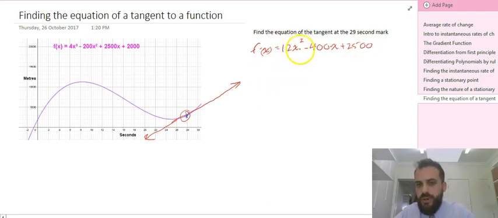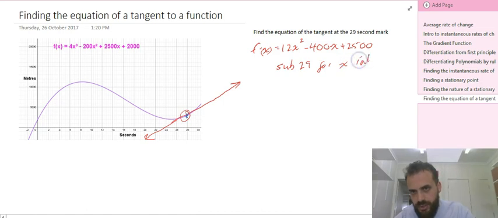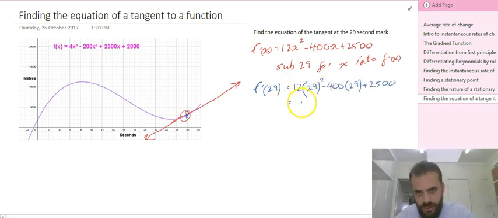Now we need to know at the 29-second mark. So that x is time. So sub 29 for x into f dash x. Now the answer here is 992. It's a gradient, so it's meters per second. So our rocket's going to take off at a slope of 992 meters per second.